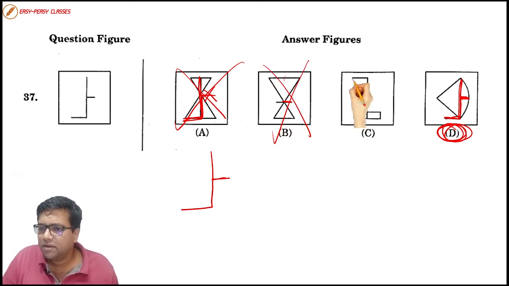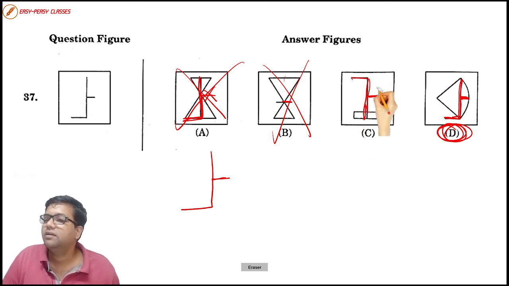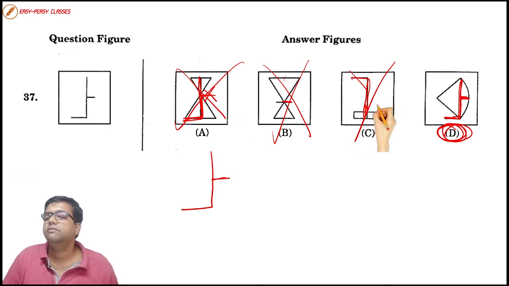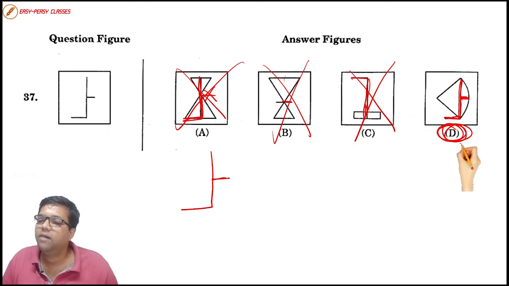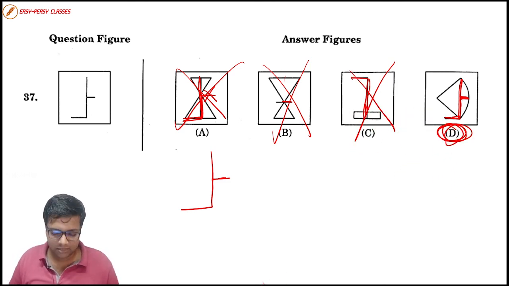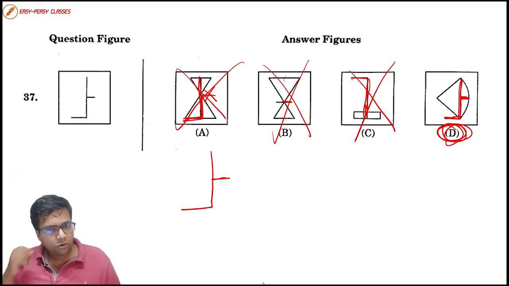Do we have an inverted L? Yes, we have, which is rotated a bit, but do we have line over here? We don't have, so we eliminate this as well. So we can mark our answer as option D for question number 37. Let us move on further.